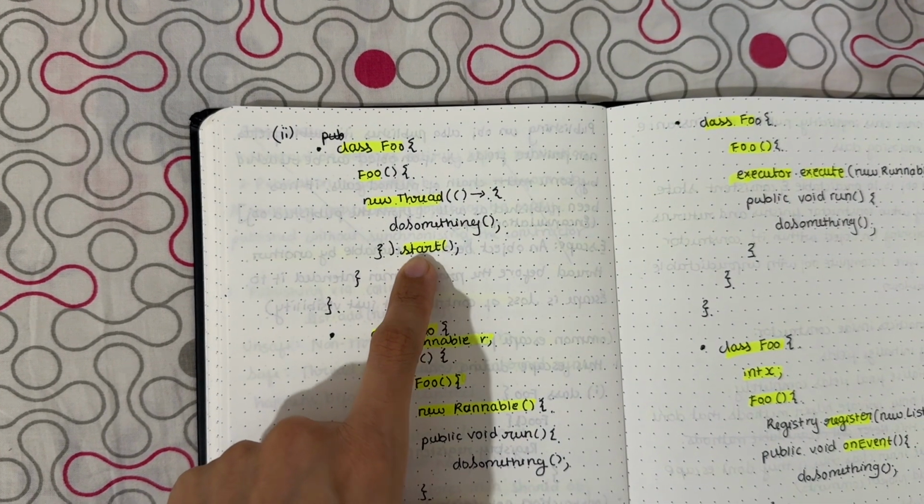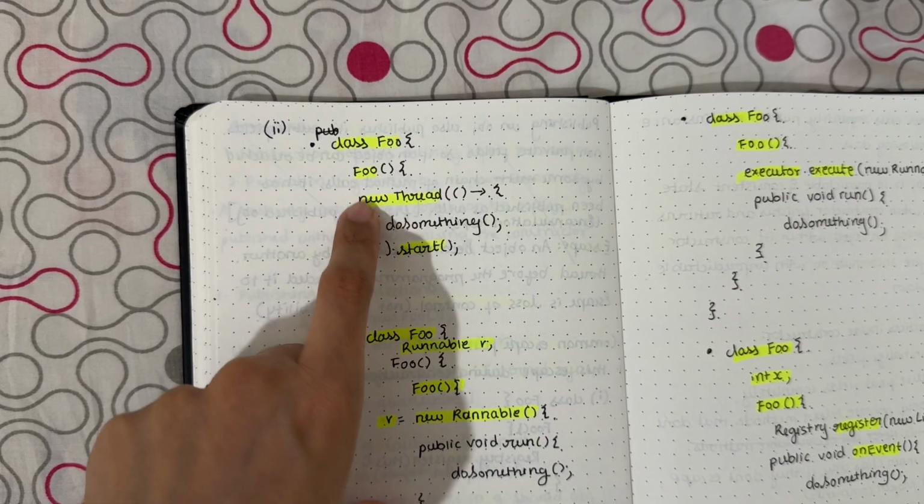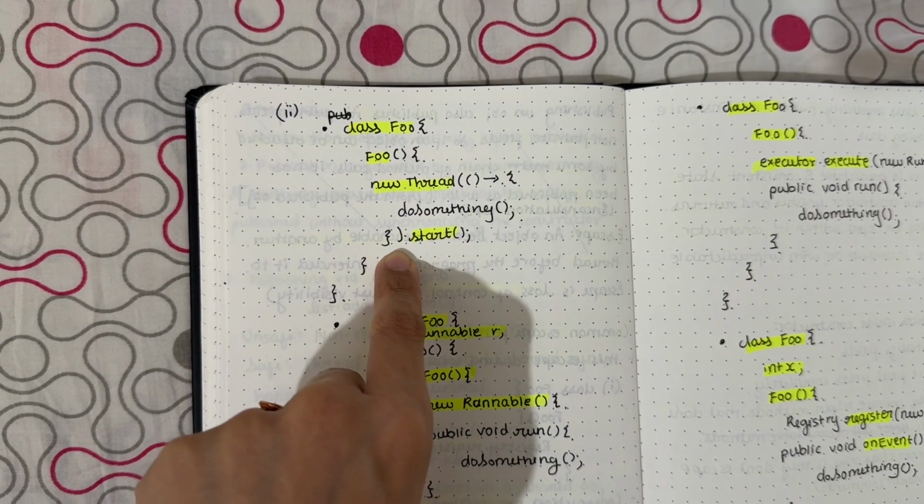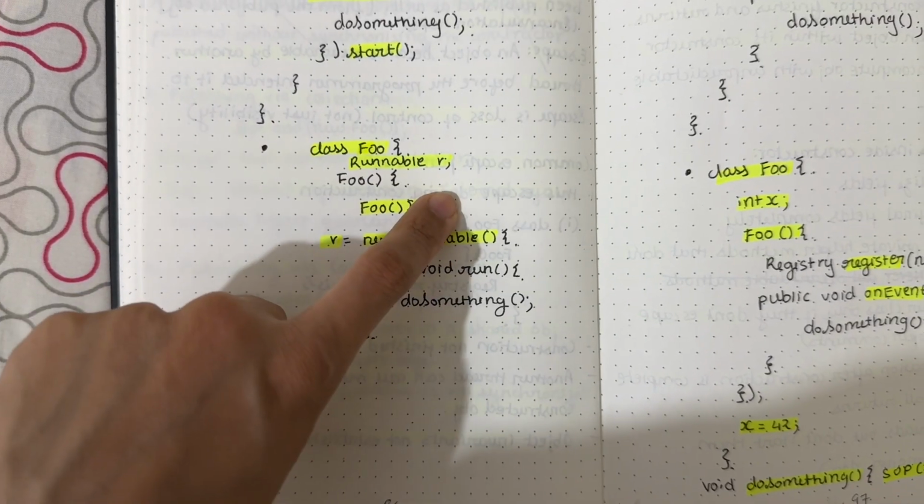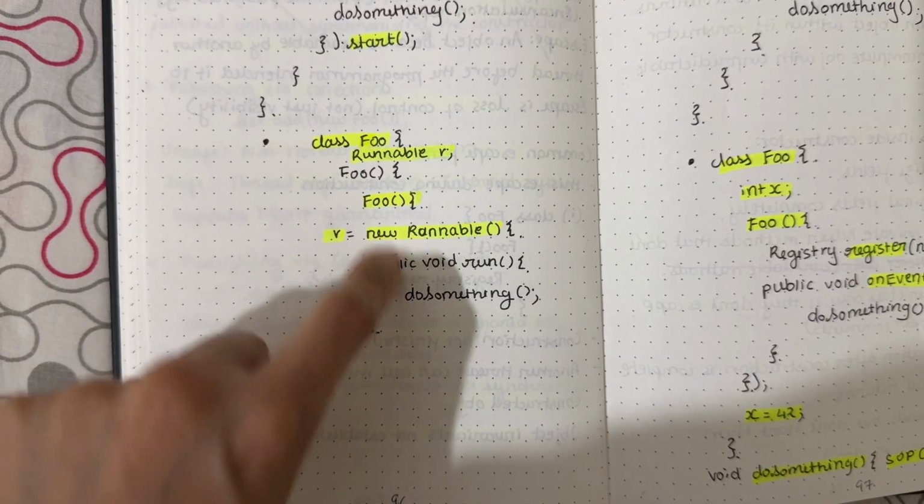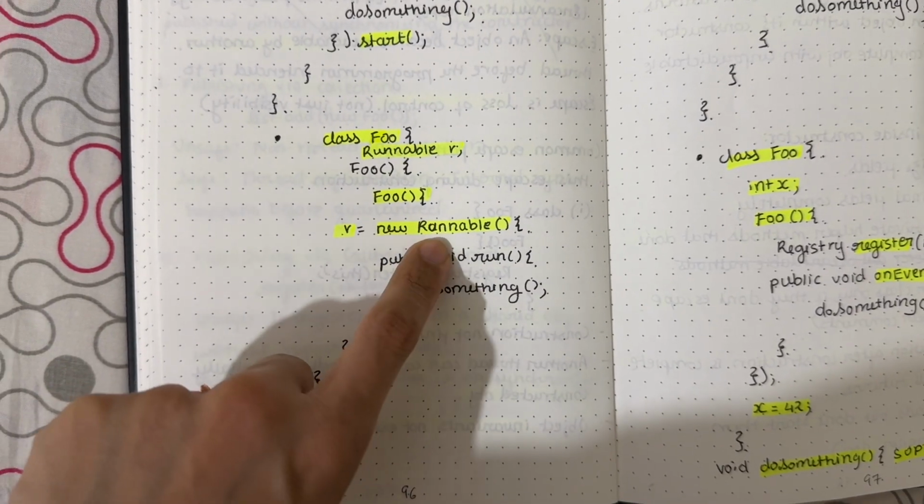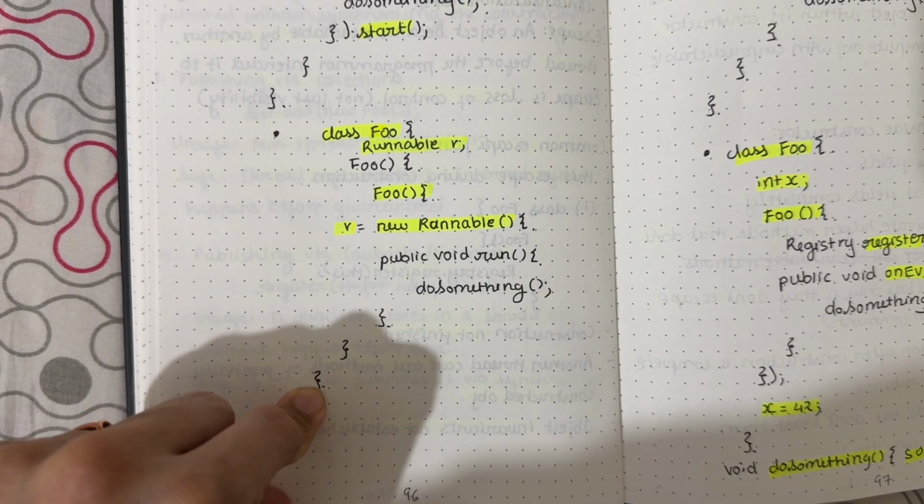So my enclosing object has escaped and has been published because of an inner class. In the second example, I have a Runnable R as a field in the Foo class. I am initializing this R in the constructor with the help of an inner class which calls the doSomething method of class Foo, that is the enclosing class.